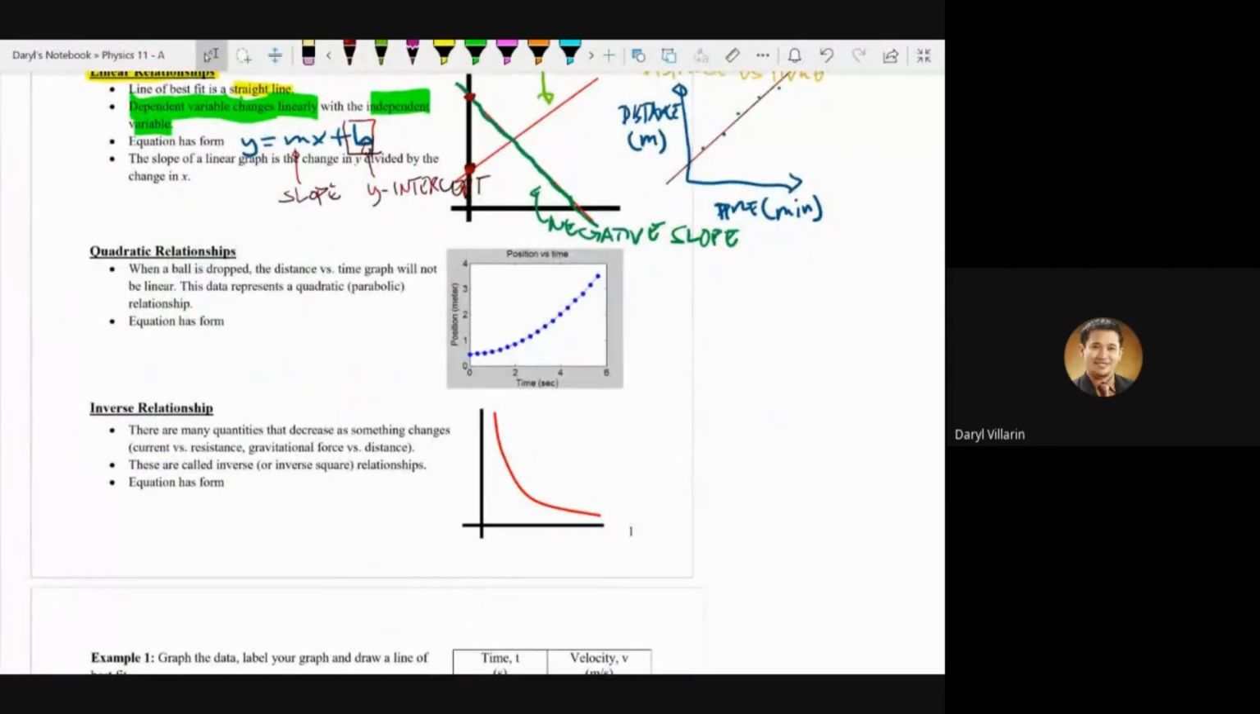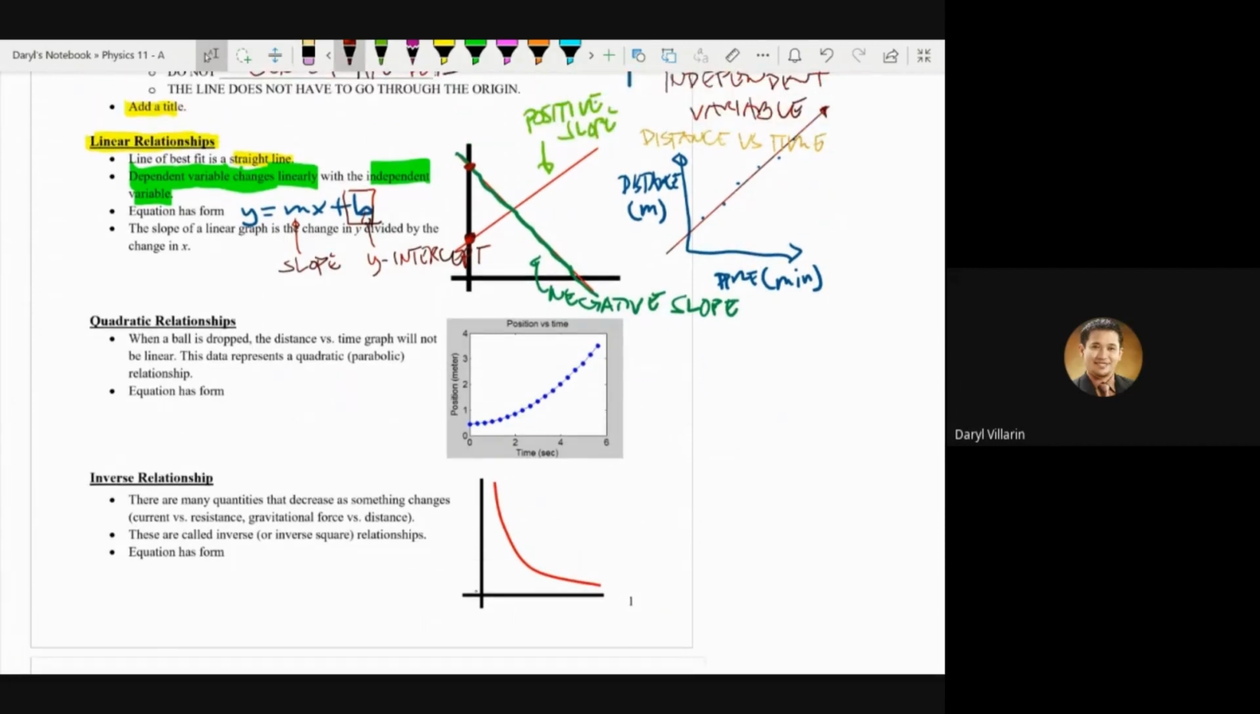Okay. So quadratic relationships. When a ball is dropped, the distance versus time graph will not be linear. So this data represents a quadratic or parabolic function. In the previous one, you can write it as y is proportional to x. In this graph here, this is a quadratic graph. Maybe what you're quite familiar with is the whole parabola thing. But usually we don't have a negative time, so it follows this one. We'll be doing free falling, so we will study the motion later on when we talk about kinematics. But the graph of a falling object would look like this.